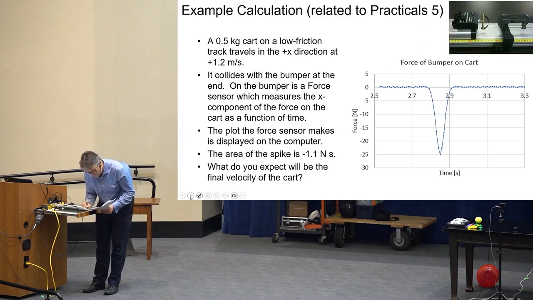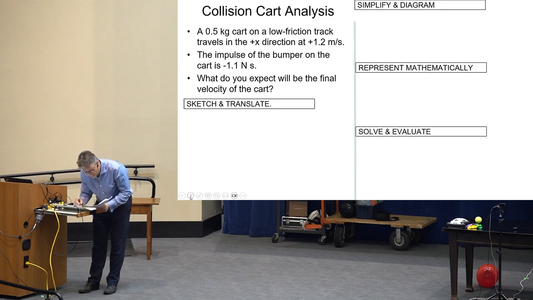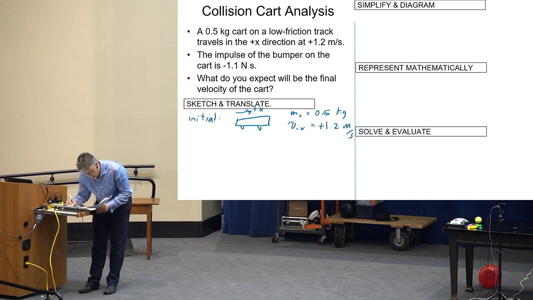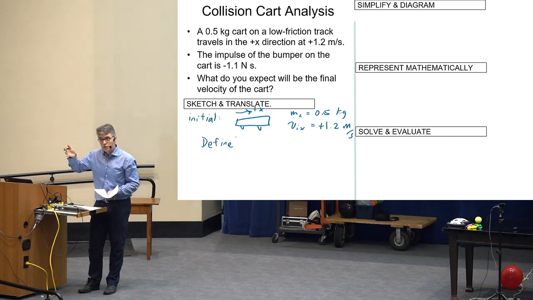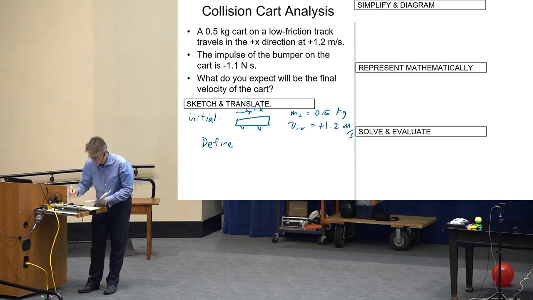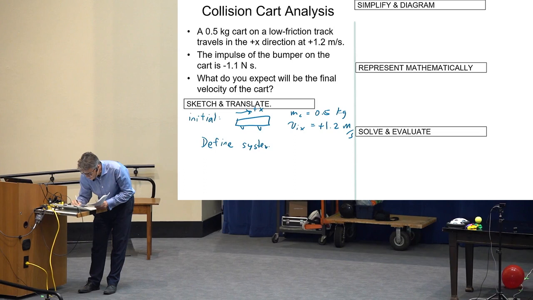Let's do this as an example as well. There it is. So what I would say is initially, you've got a cart going this way. M of the cart is equal to 0.5 kilograms. Let's write down our knowns. V initial in the x direction, so I'm going to define plus x to the right, is equal to plus 1.2 meters per second. Define the system as the cart. The clamp on the end that you're crashing into will provide an external impulse, same as that car thing. Define the system to be the cart.